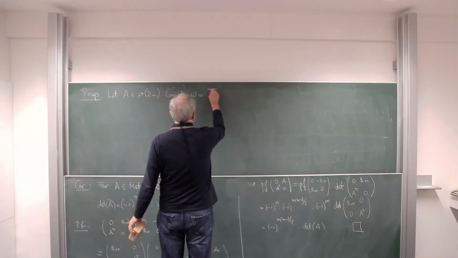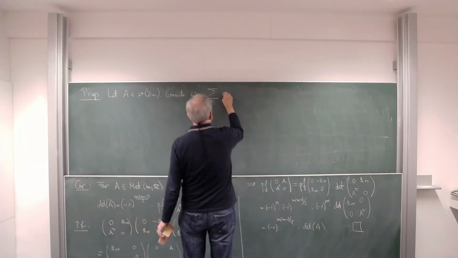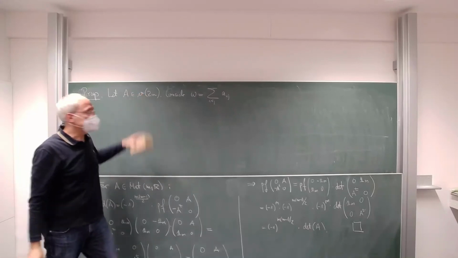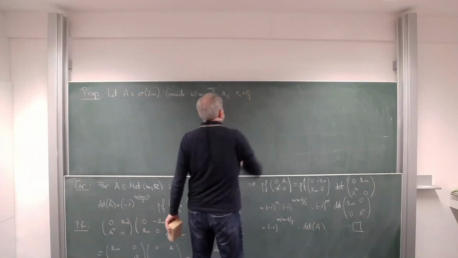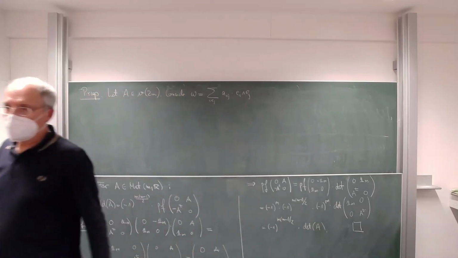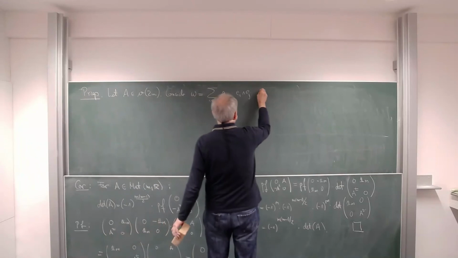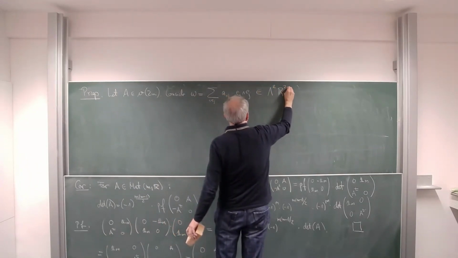So I take the sum over all i less than j, and then the corresponding entry in this skew-symmetric matrix times e_i wedge e_j, where e_1 all the way up to e_2n is the standard basis of R^2n. So that's a bivector on R^2n.